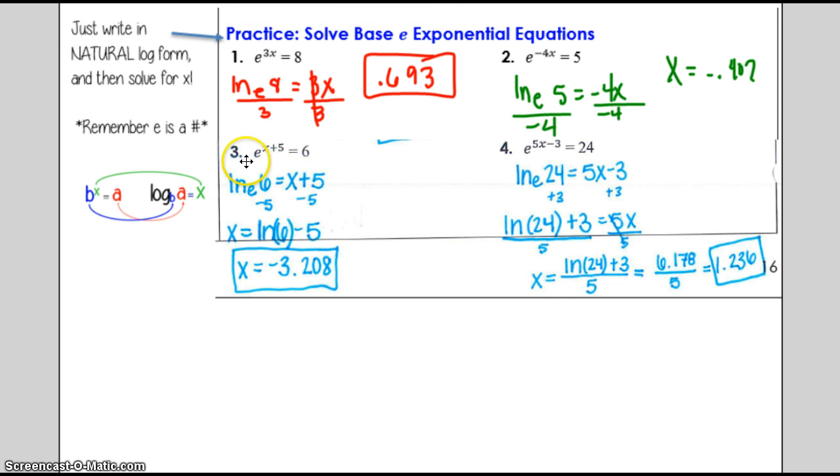All right, so let's go ahead and start with this one. So natural log of e, 6 equals x plus 5. Then we're going to solve for x, so subtract 5. So in your calculator, do the natural log of 6 and subtract 5 to get your answer. Over here, natural log of e, so keeping it base e, and then of 24 equals your exponent 5x minus 3. So 2 steps here, add 3, and then divide by 5. So make sure to do the natural log of 24 first, hit enter, then you can add 3, enter, then divide by 5, enter, to get 1.236. So rewriting it and then solving for x.